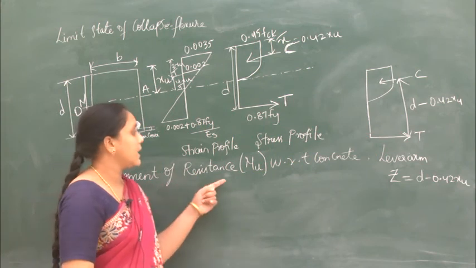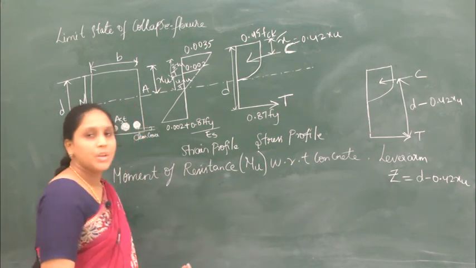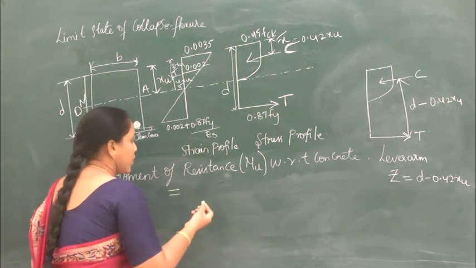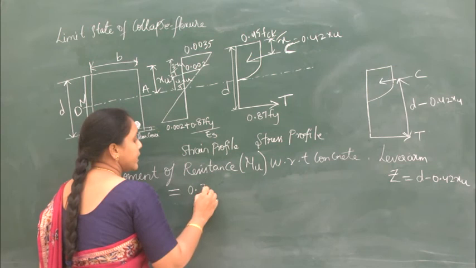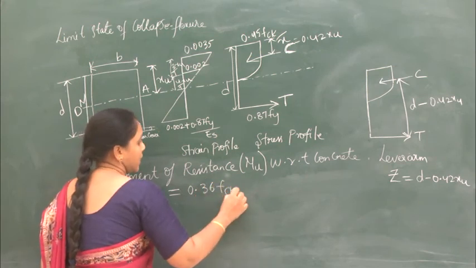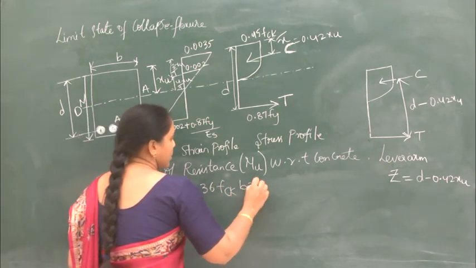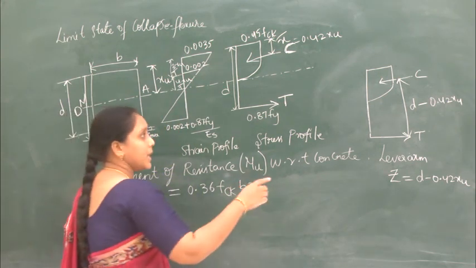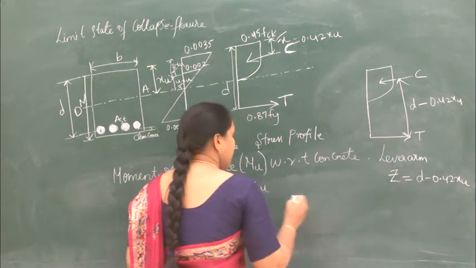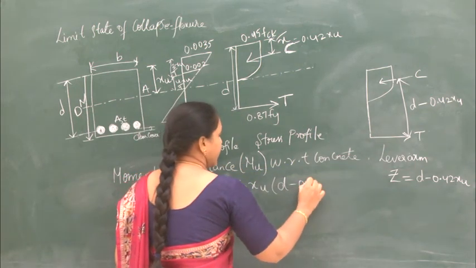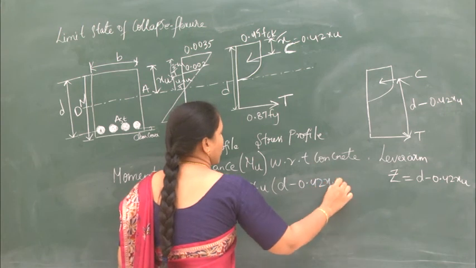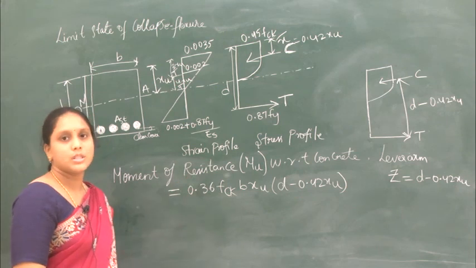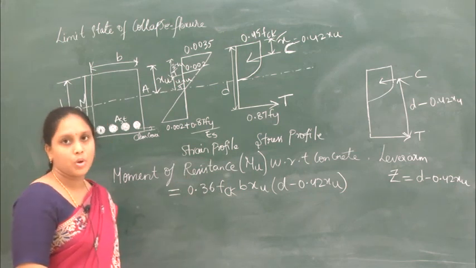Now let us calculate the moment of resistance with respect to concrete. That is the compressive force. What is the compressive force? We have already calculated it. It is 0.36 FCK B into XU into the perpendicular distance. Here it is nothing but the lever arm Z. It will be D minus 0.42 XU. So this is the moment of resistance with respect to concrete.